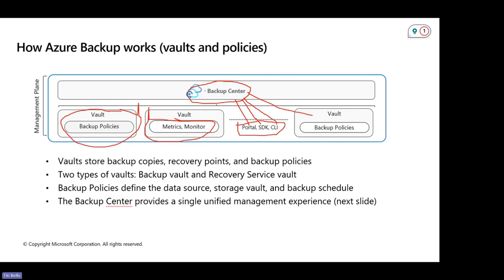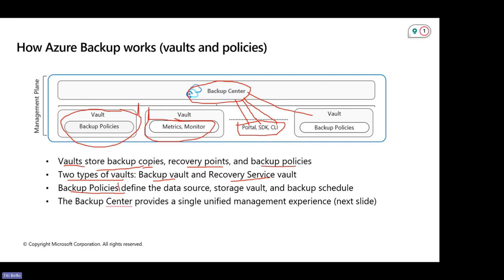So in the Backup Center is where you can have a view to all of this that we are talking about. Your vault stores your backup policy and your recovery points, and backup copies and backup policies, right? Then we said there are two types of vaults. We have the backup vault, and then you have to create a separate vault for your recovery, right?